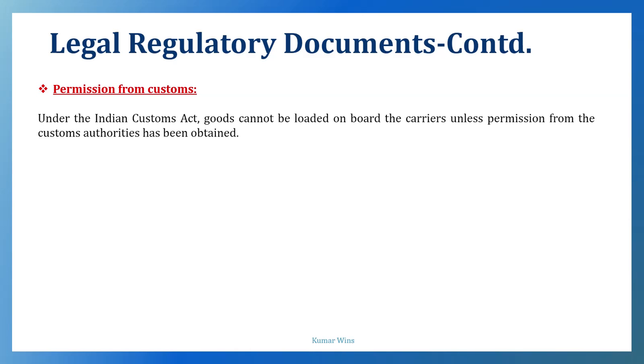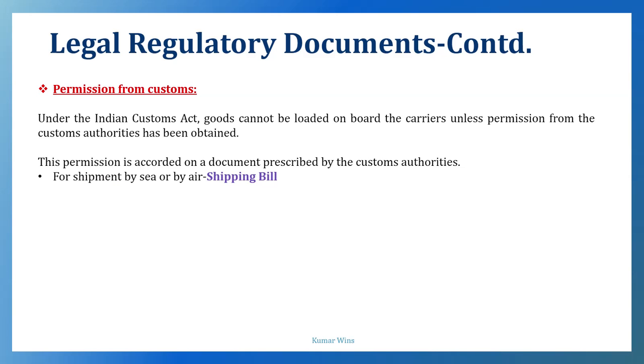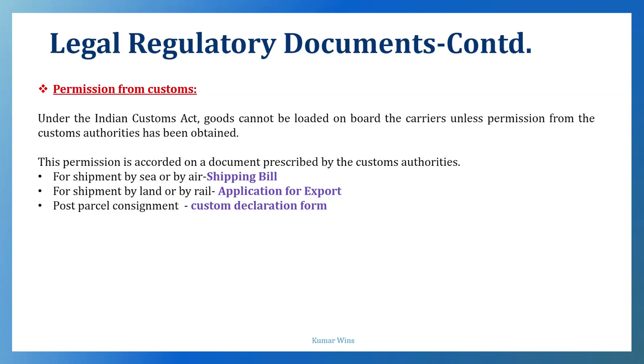Then how about the permission from customs? Under the Indian Customs Act, goods cannot be loaded on board the carriers unless permission from the customs authorities has been obtained. And this permission is accorded on a document prescribed by the customs authorities. For shipment by sea or by air, this document is known as shipping bill. For shipment by land or by rail, it is called application for export. And for post parcel consignment, it is known as customs declaration form.